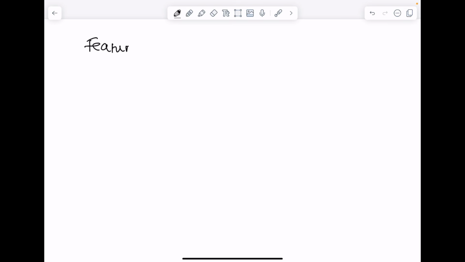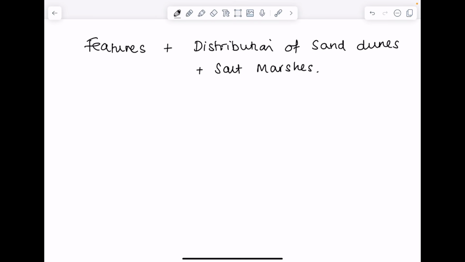Features and distribution of sand dunes and salt marshes. So starting with sand dunes. What are the features of sand dunes?